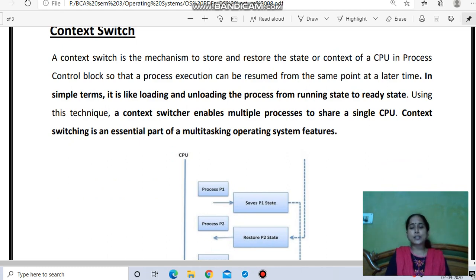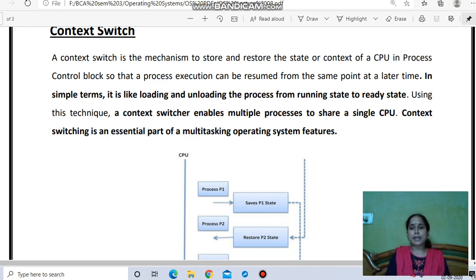By a context switch, we mean that when there is a degree of multi-programming or multitasking in a system, how the process switches over from process 1 to process 2, and what happens to process 1 when process 2 takes its place over the CPU. That process of moving from process 1 to process 2 is known as context switch.